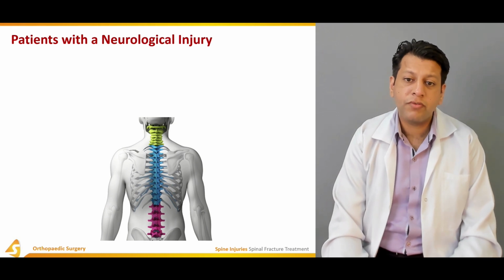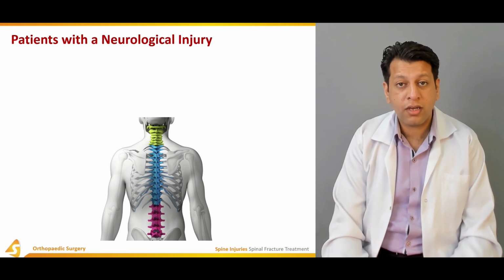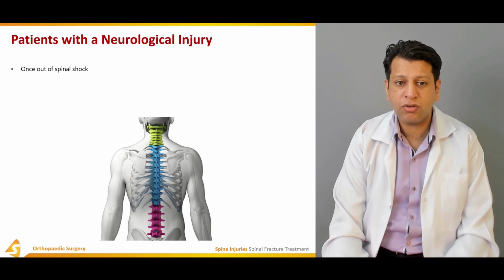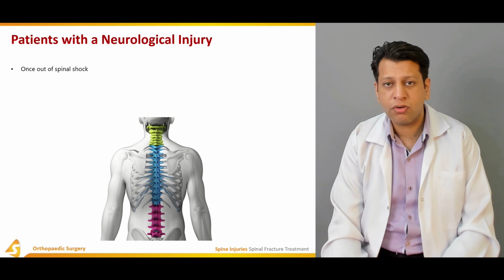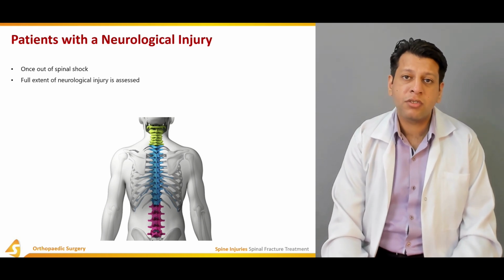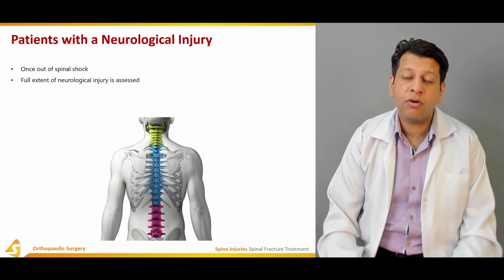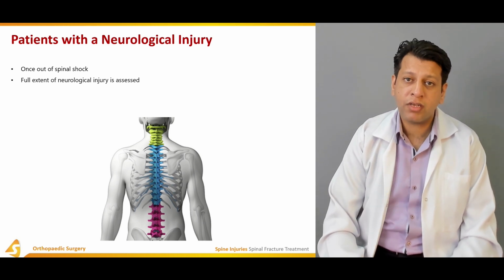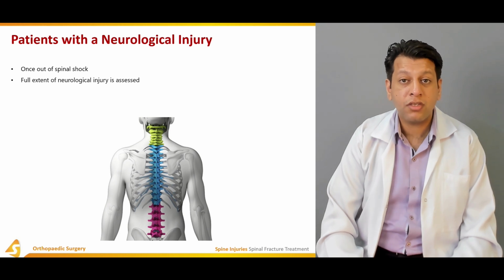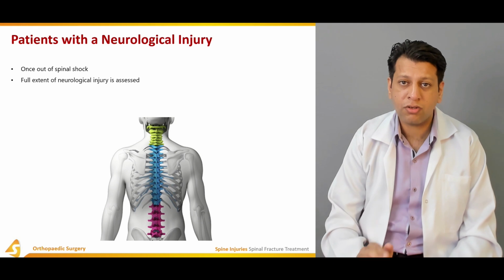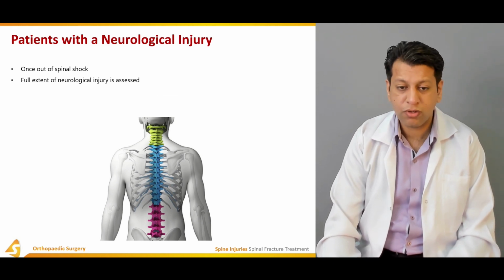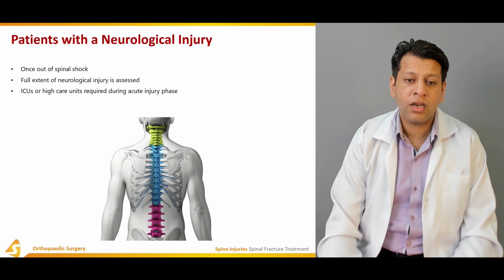Now, if there is a patient with neurological injury, either a stable or unstable injury with neurological compromise, first and foremost we have to check whether the patient is out of spinal shock or not. Once the patient is out of spinal shock, the full extent of the neurological injury is assessed. All the muscle charting is done, the reflexes charting is done, and sensory and motor charting on both sides are done and documented on the ASIA score. And then you may need an ICU or high care unit in case of acute injury.